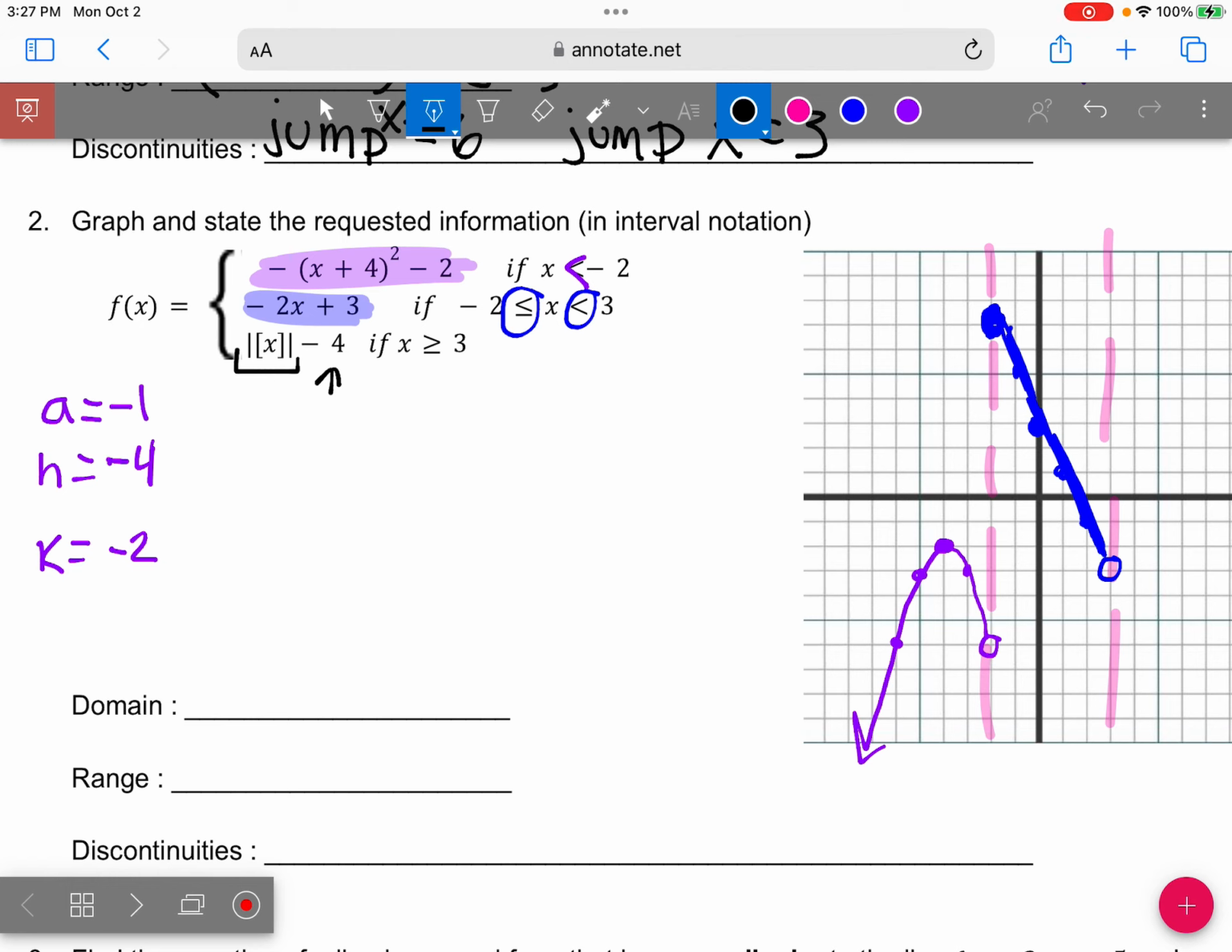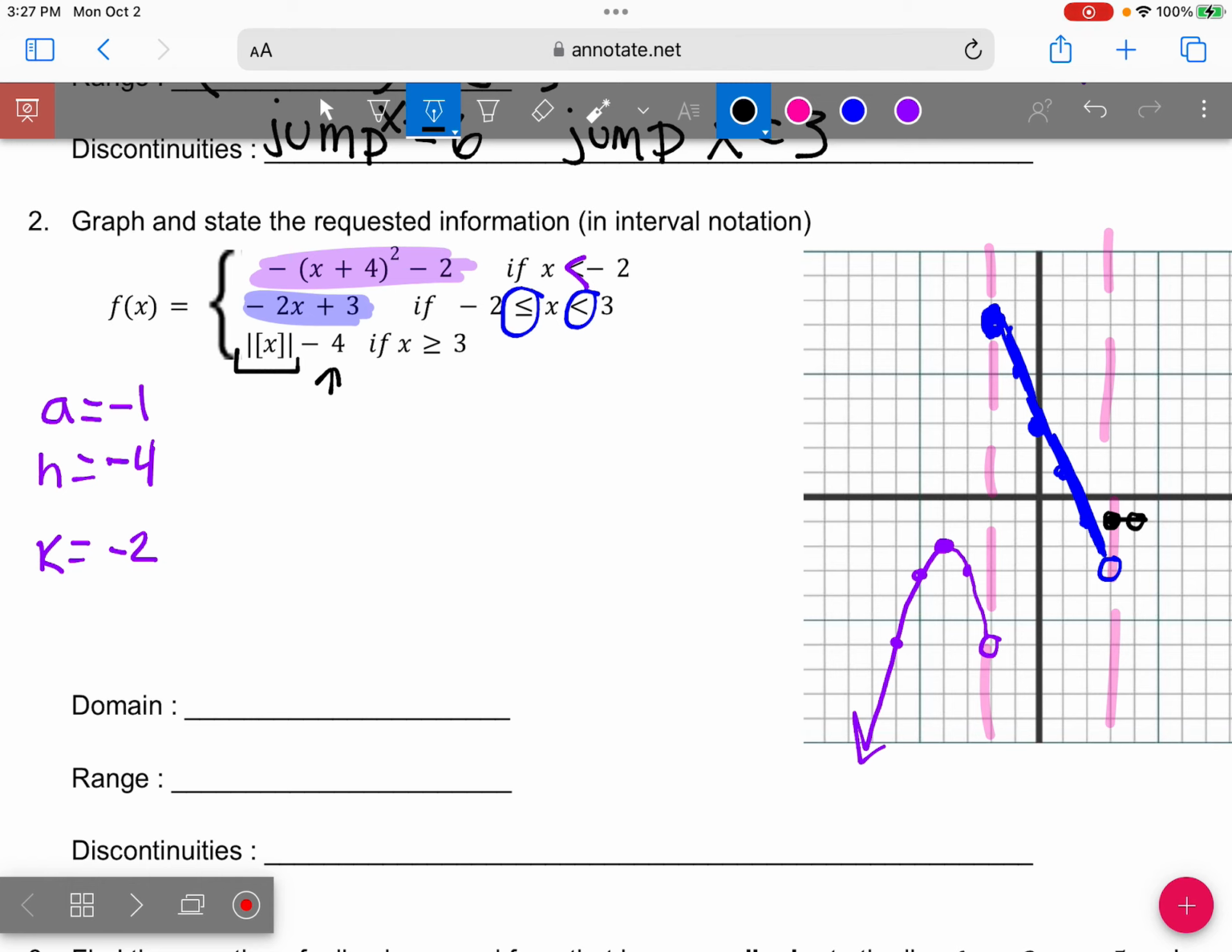So normally we're thinking about between 3 and 4. That's what this piece is, between 3 and 4. Between 3 and 4, it would round down to 3, but then we have to take away 4. So it's going to be at -1.